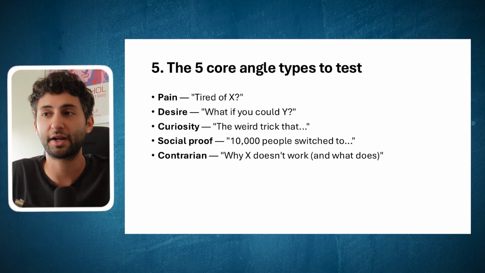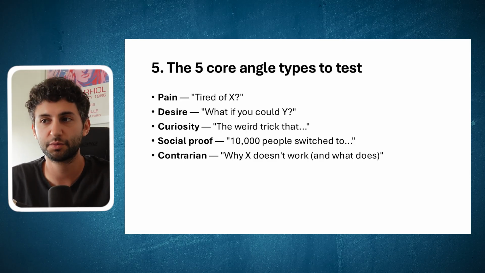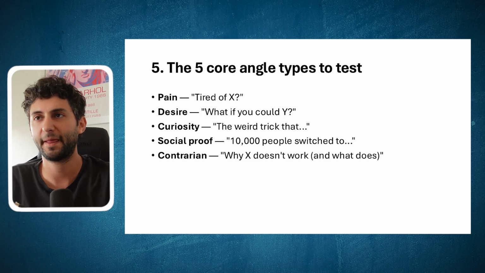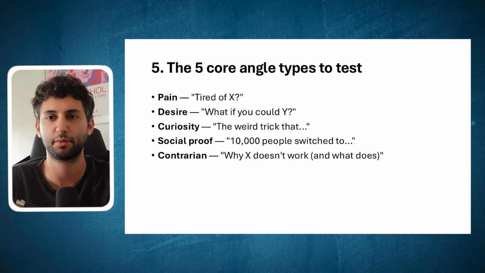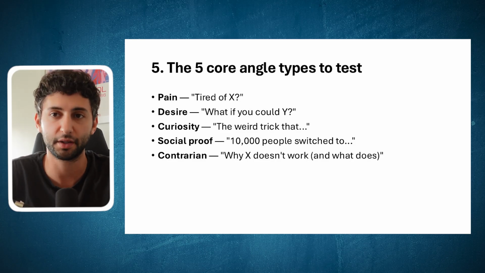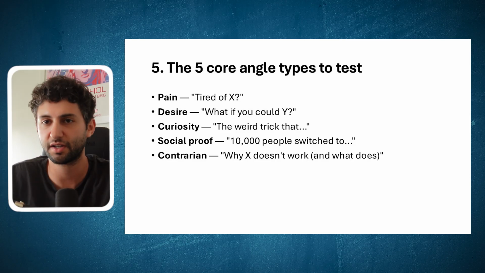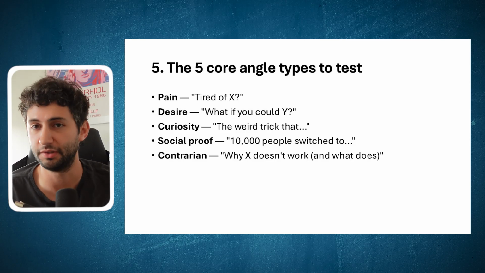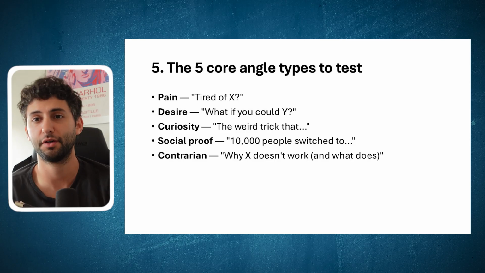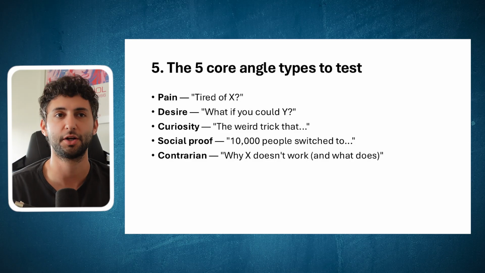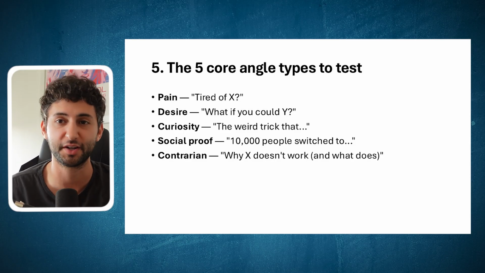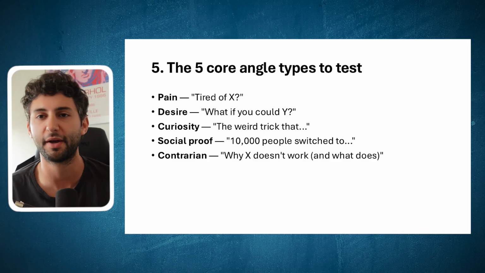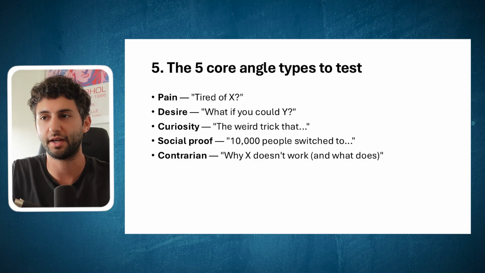The 5 core angle types to test, obviously these are the basic ones, but it really is great to start here. Is tired of blank. So tired of a flat pillow, tired of sleeping with a flat pillow, tired of sleeping with a hot pillow, tired of not being able to find a pillow as a side sleeper, or side sleepers hate this. So then what if you could get 8 hours of sleep? How would you feel? This is what happens if a 4-hour sleeper actually eventually got 8 hours of sleep. They switch to this pillow, and now they're up at 6 a.m. ready to take on the day.